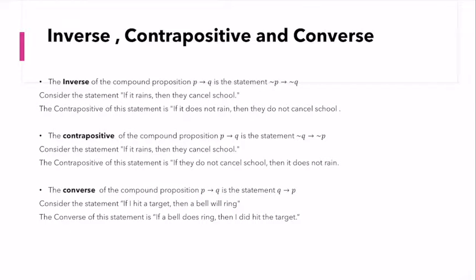So if I have an if-then statement, like if it rains, then they cancel school, this is an example of an implication. And we typically would represent this with symbols like variables, and I'd have P implies Q. This means if P, then Q. The inverse of this statement would be not P, not Q. This tilde means not. It's to take the negation or to take the opposite.